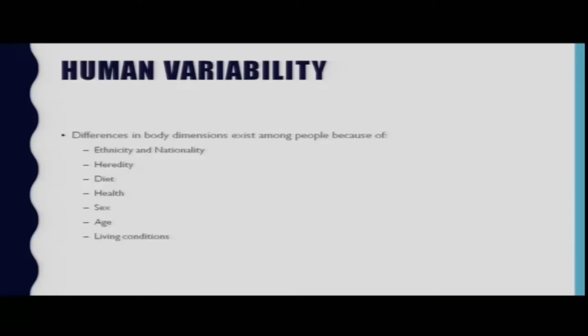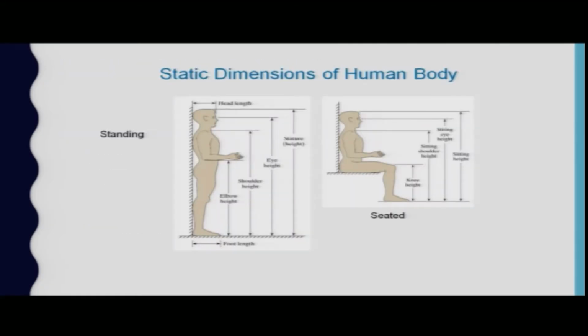Before going to the various posturing conditions, let us have a brief look over the human variability. Differences in the body dimensions exist among people because of ethnicity and nationality, heredity, diet, health, sex, age and living conditions.